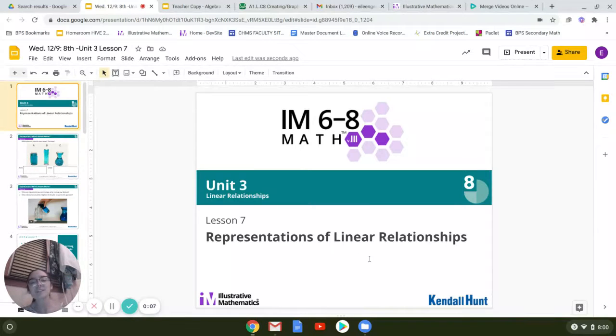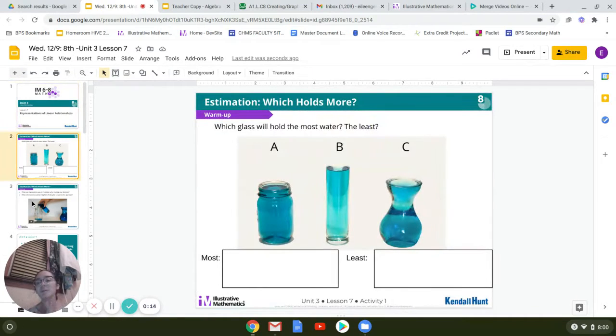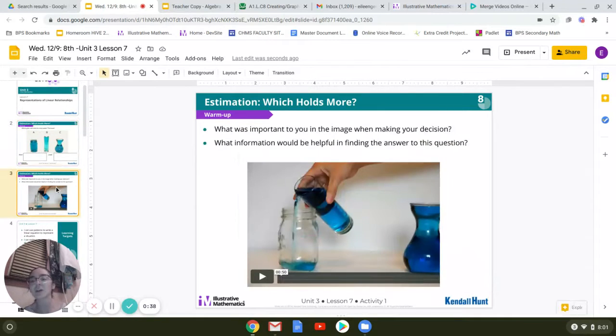We're looking at representations of linear relationships, okay? So we started this activity in class. Our warm-up, which is probably one of my favorite warm-ups that we do in 8th grade, was this glass activity. It's not super related to what we're doing right now, but I think it's kind of fun and a nice icebreaker to get us into this activity, okay? We had to decide which container held the least and which held the most, and then we watched that video that went through and made the decision.